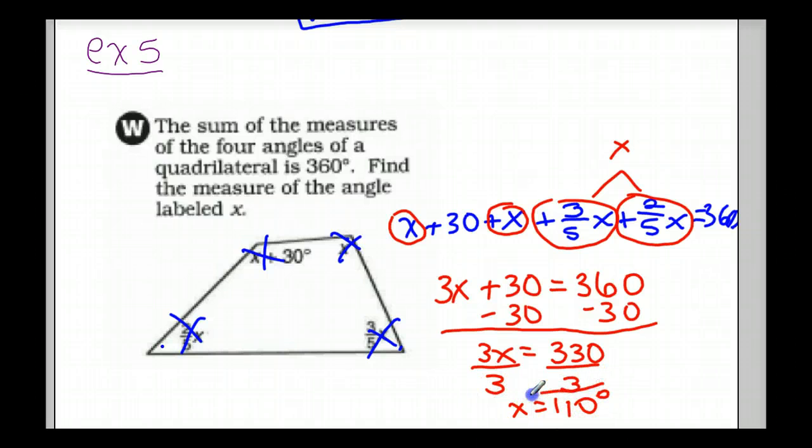110 degrees. So that means the measure of this angle right here is 110 degrees, which would make this angle 110 plus 30, so this would be 140 degrees, this 2/5 of 110, this 3/5 of 110. But ultimately our final answer is right here, x equals 110 degrees. Now remember, this is going to have a star next to it on your worksheet. This is the same exact thing. So refer back to these notes when you do your worksheet.